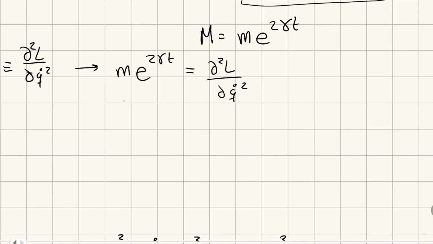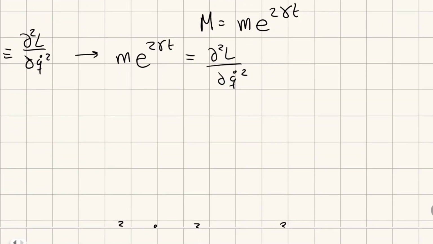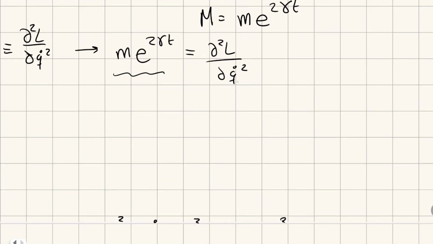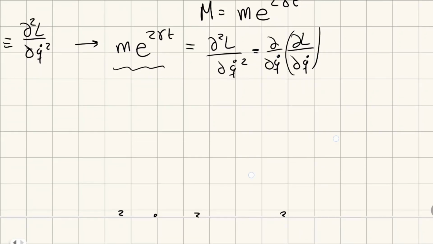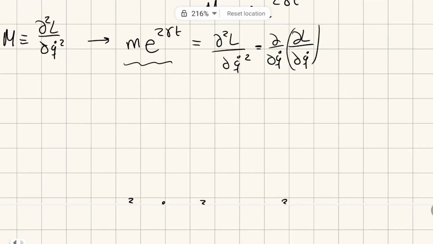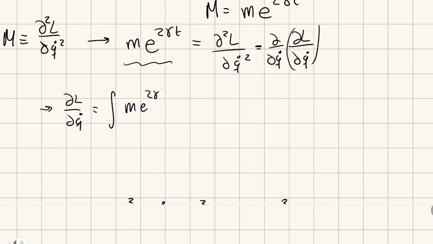So we need to solve now this differential equation to find that Lagrangian that we need. Okay, but look that this expression does not depend on q dot. So this can be seen as the partial of L with respect to q dot, and then the partial of this quantity with respect to q dot. That means that the partial of L with respect to q dot will be just the integral of m e to the 2 gamma t dq dot.